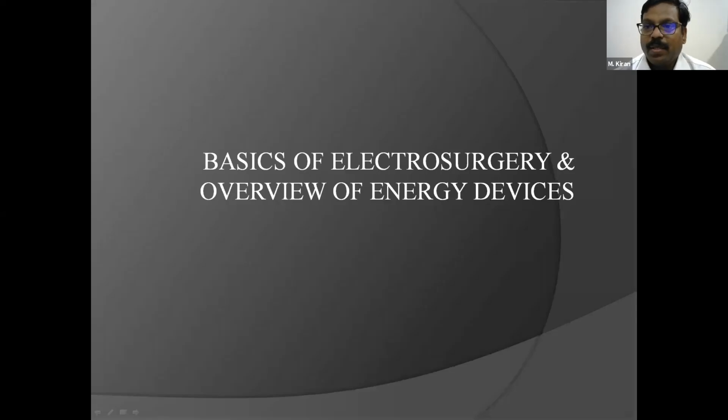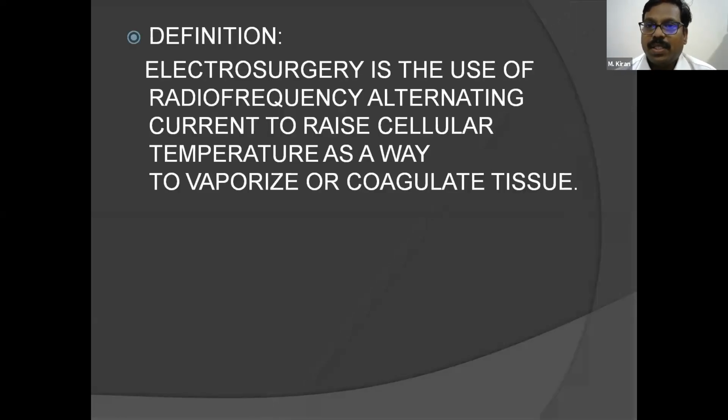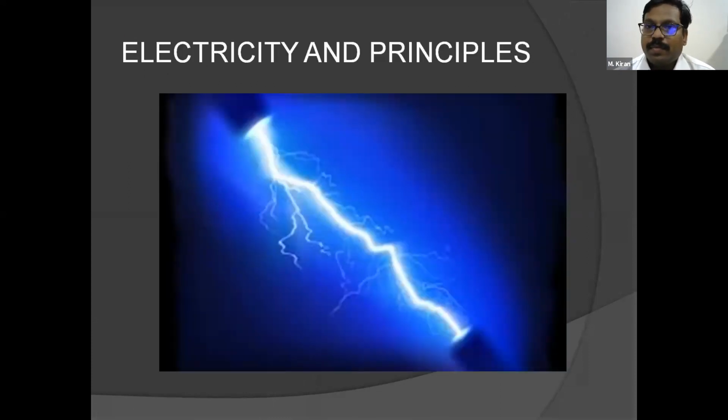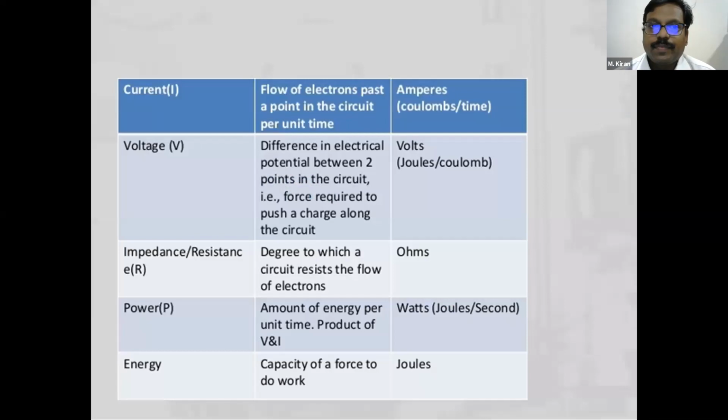Energy devices. In this, I will show some slides to you all. The basic definition is: electrosurgery is the use of radio frequency alternating current to raise cellular temperature as a way to vaporize or coagulate the tissue. And these are the principles.